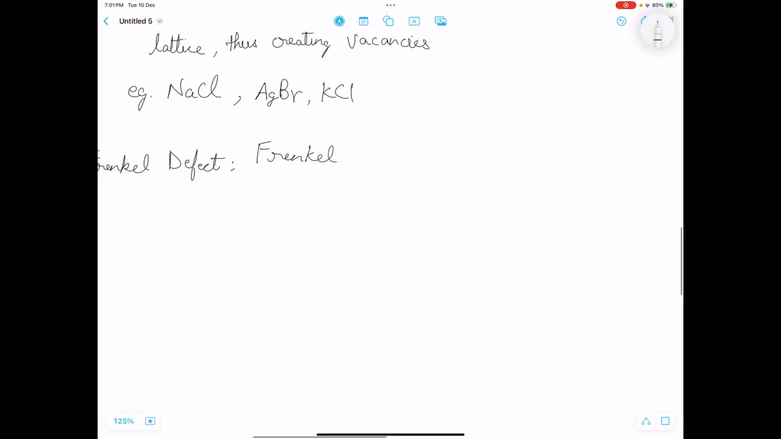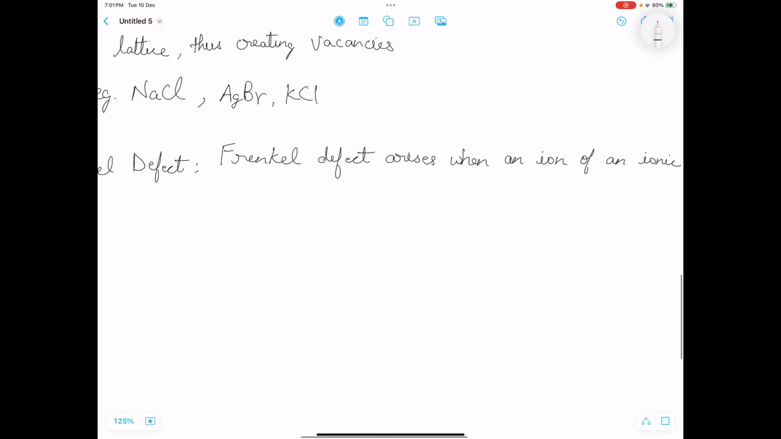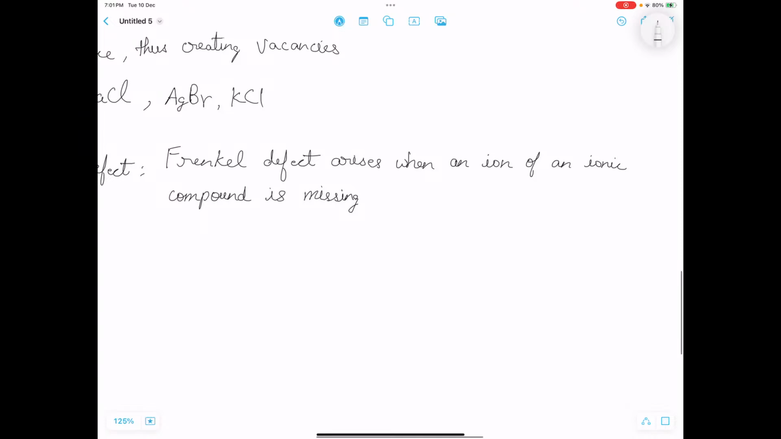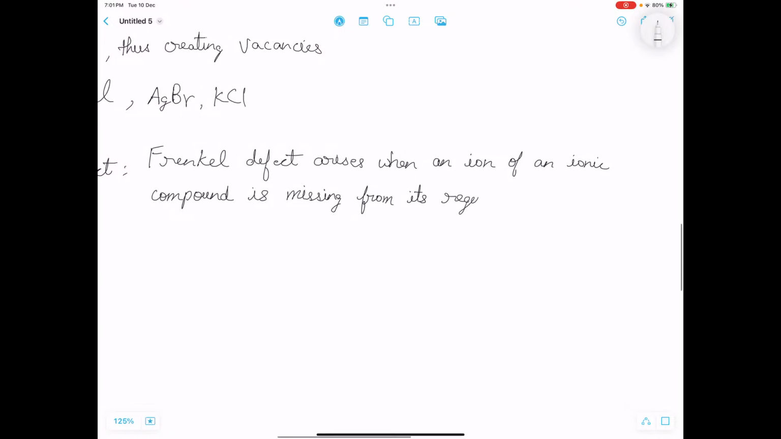Frenkel defect arises when an ion of an ionic compound is missing from its regular lattice.